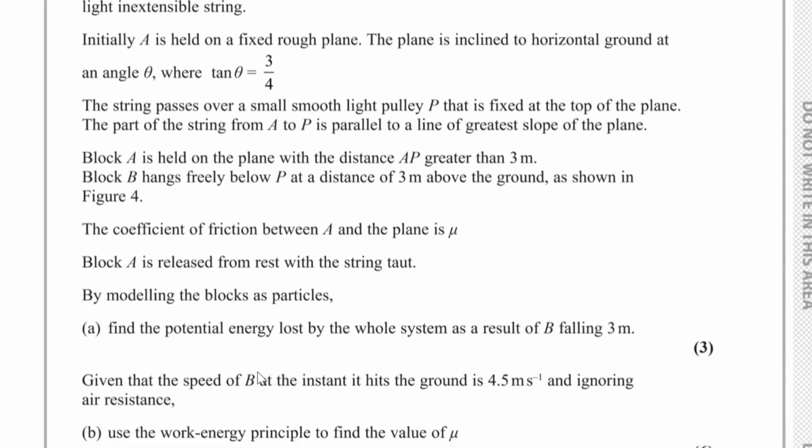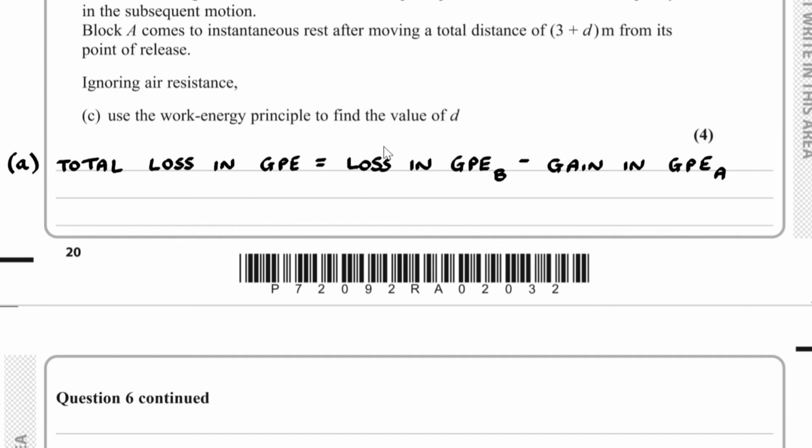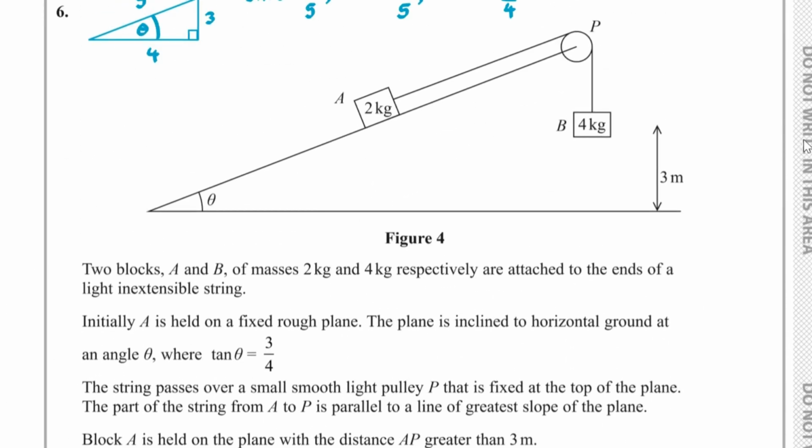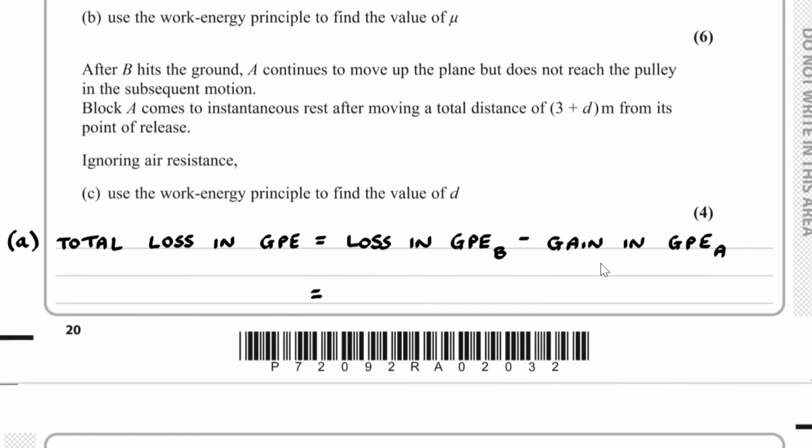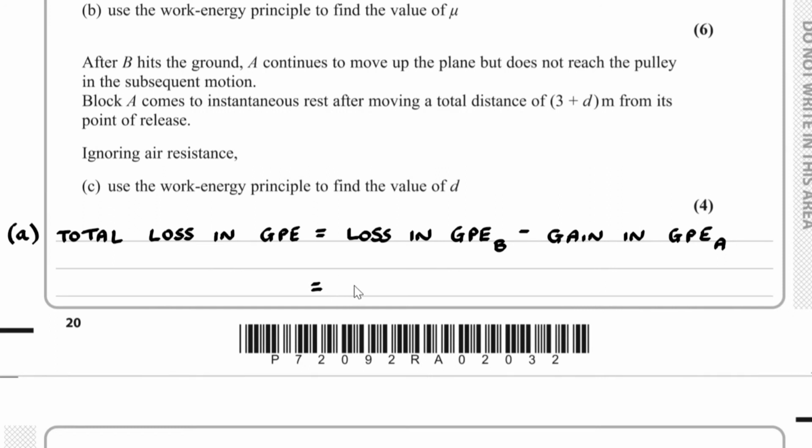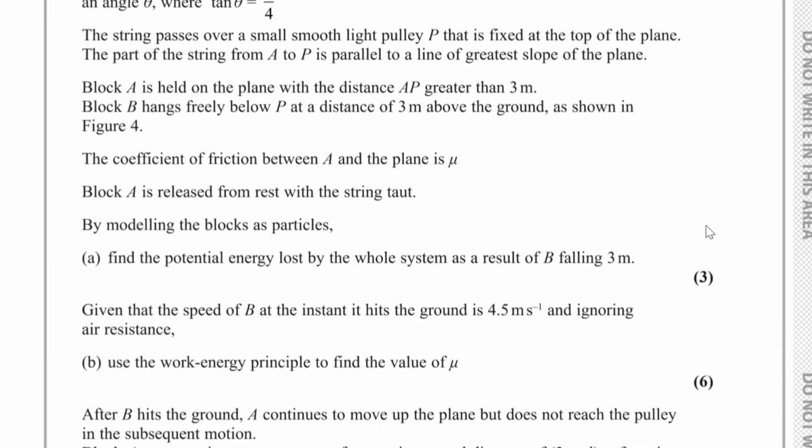By modelling the blocks as particles, for part A we have to find the potential energy lost by the whole system as a result of B falling 3 meters. Well, the total loss in GPE is equal to the loss in gravitational potential energy by B, subtract the gain in gravitational potential energy by A. So if I consider the loss in GPE by B, well, it starts off with gravitational potential energy of 4g multiplied by 3, and then it finishes at the ground. So the loss in GPE will be 4g multiplied by 3, and then we subtract from this the gain in GPE from A.